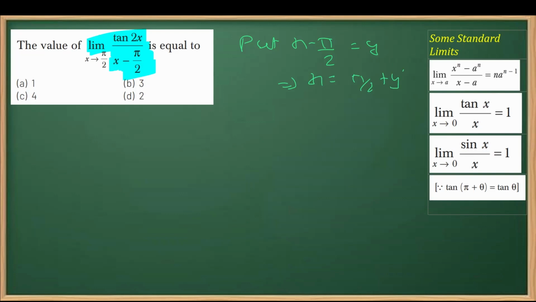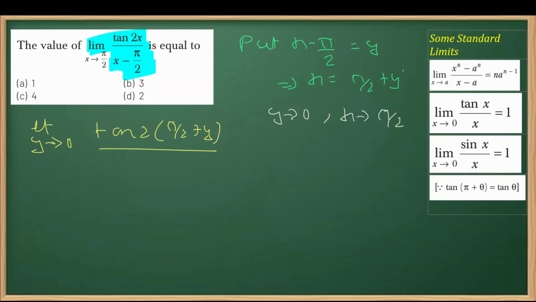Now further, we can also say that as x tends to pi by 2, y tends to 0. After changing the limit, we will write limit y tends to 0 of tan 2 times, and x is replaced by pi over 2 plus y, that whole divided by the denominator, which can be replaced with y.